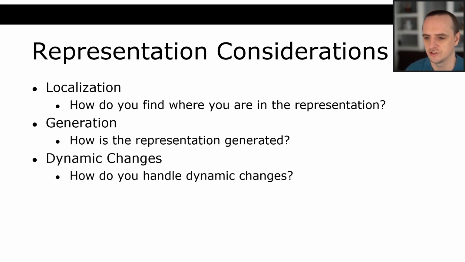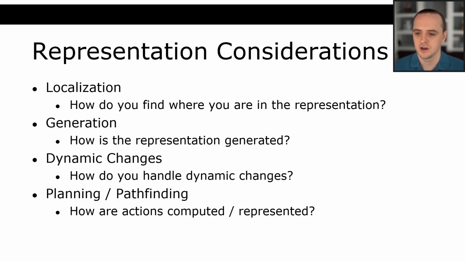Dynamic changes. So how would you handle changes in, say, the world geometry, right? For example, if you have an obstacle in your level and that obstacle moves, how does that get updated in your representation? Are you stuck? Or do you have to recompute the whole thing? Can you just change one of the cells in the grid? That's an important consideration as well.